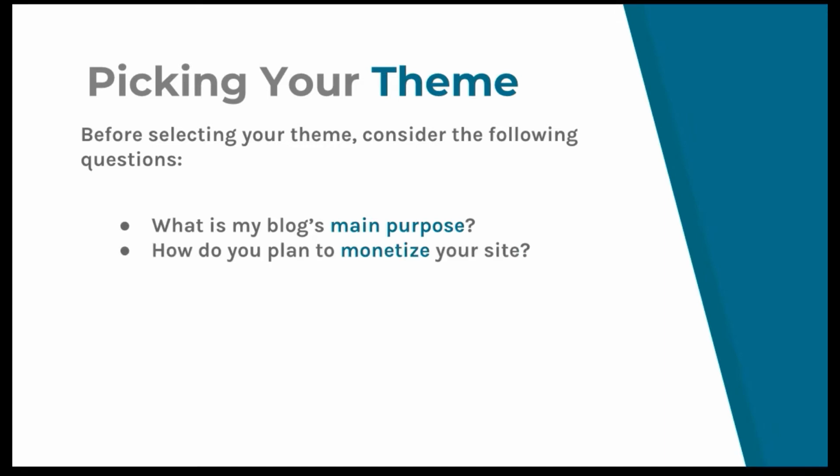How do you plan to monetize your blog? Are you going to use affiliate marketing? Affiliate marketing, if you don't know, is basically just promoting other bloggers or other companies' products. Are you going to be using advertisements? There's a lot of people who use Google AdSense or different advertisement agencies to put advertisements on their blog and earn money that way as well. Or are you going to be selling your own products? These are things you want to think about because different themes do different things, and you want to make sure your site is set up for success by picking a theme that is in line with your blogging goals.